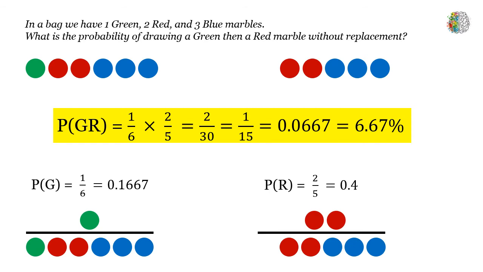So now to calculate that probability of drawing a green and then a red, I'm going to multiply those 2 ratios together, 1 over 6 times 2 over 5. That's going to give me a probability of 1 out of 15, which is a 6.67% that I will be able to draw a green and then a red marble without replacement.